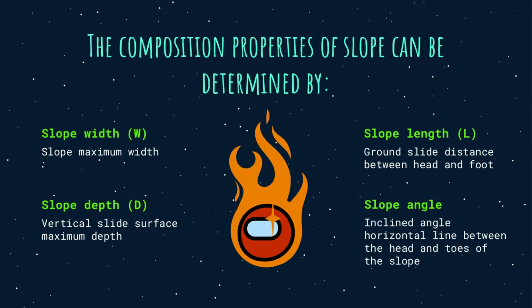So this method consists of composition properties of slope that can be determined by 4 components, which are slope width, which is the slope maximum width, slope depth, which is the vertical slide surface maximum depth, slope length, which is the ground slide distance between the head and foot, and last but not least, the slope angle, which is the inclined angle of the horizontal line between the head and toe of the slope.